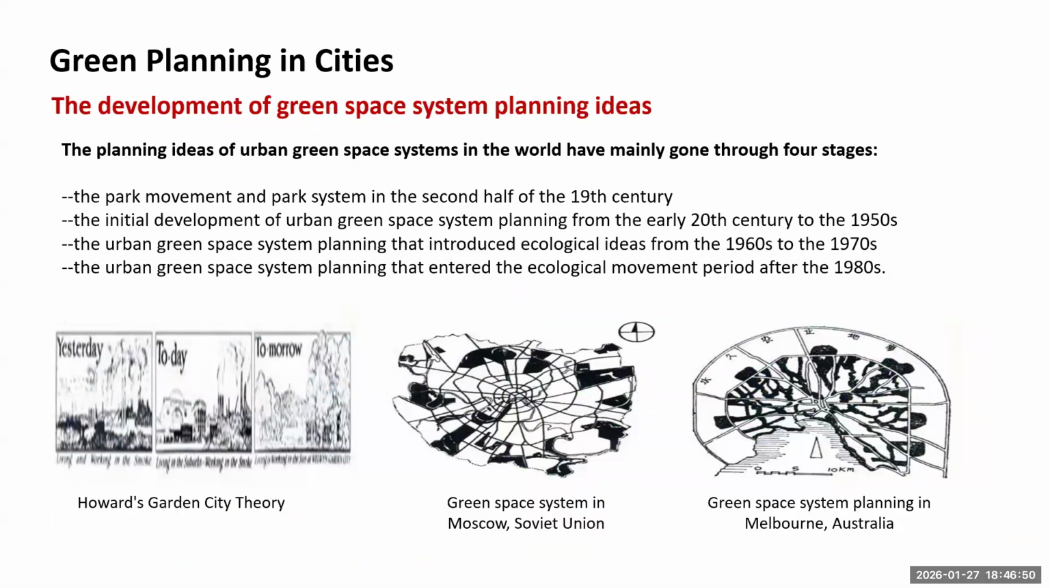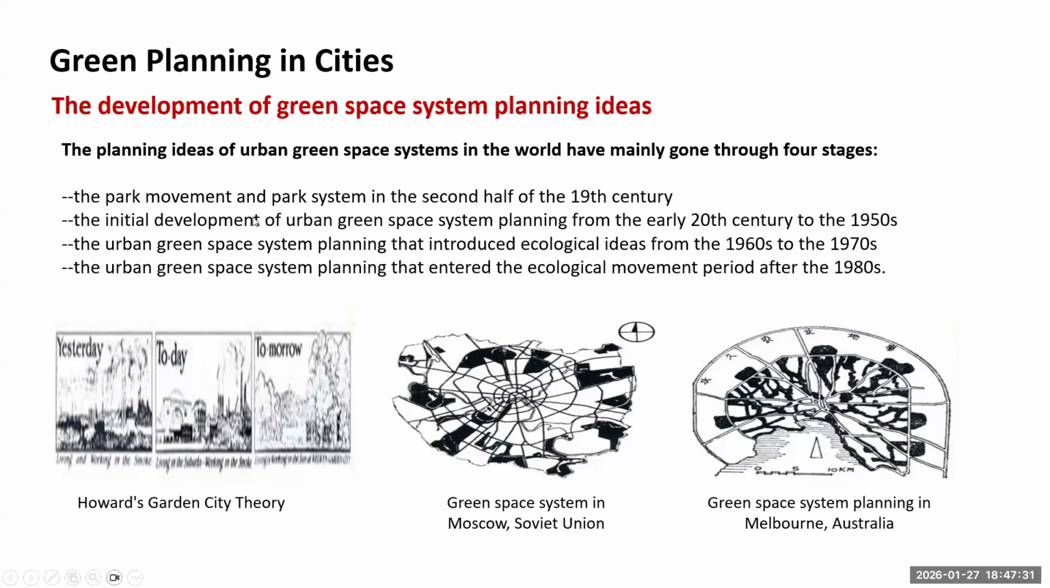In fact, we have a long history of the development of green space system planning in our cities. Firstly, we can see this concept of urban green space systems has mainly gone through 4 stages, including the park movement and the park system in the second half of the 19th century. I think it's over almost 200 years.